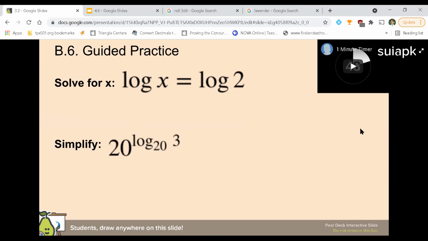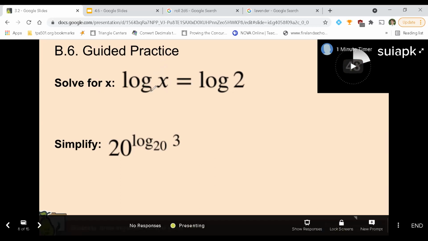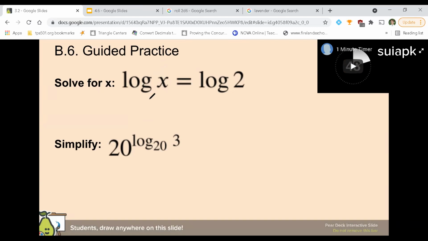All right, you should have got, that's the first one. Okay, so again, the base here is not written because it is assumed that the base for both of these is 10. Since they both have the same base, you can basically cancel out the logarithms, and what you have left is that x must be 2. For the next one, 20 to the log base 20 cancels out because again, logs and exponents are inverse operations. And then all you have left is 3.